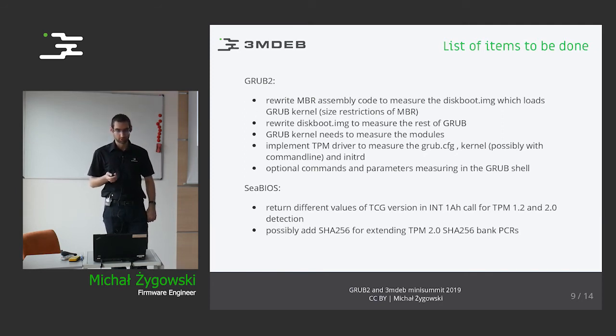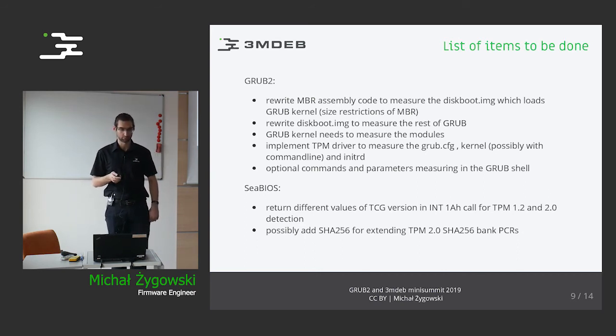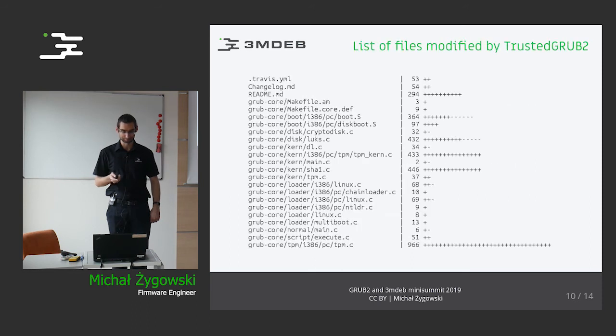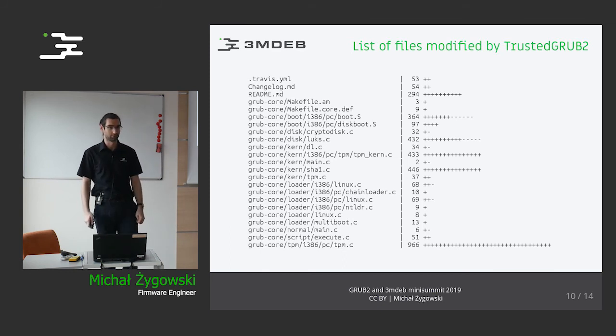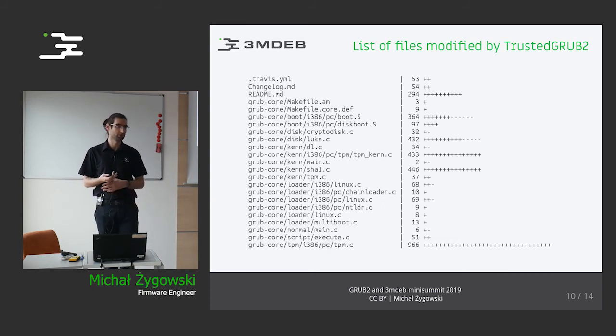So like I mentioned earlier, the CBIOS problems to be solved are to distinguish TPM 1.2 and 2.0 in the interrupt API, and possibly add a SHA-256 implementation for the TPM 2 extra banks. And this is the list of the modified files. The diff was made based on the GRUB 2.02 tag, which Trusted GRUB is supposed to base on.